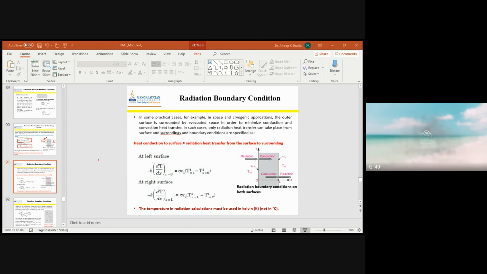Now we will solve some numerical problems in the next session based on these boundary conditions, without heat generation first. We will solve the conduction problem. So we will meet in the next session at 3:15. I will close this session here.